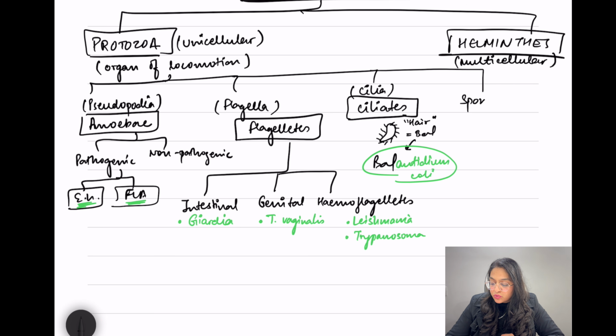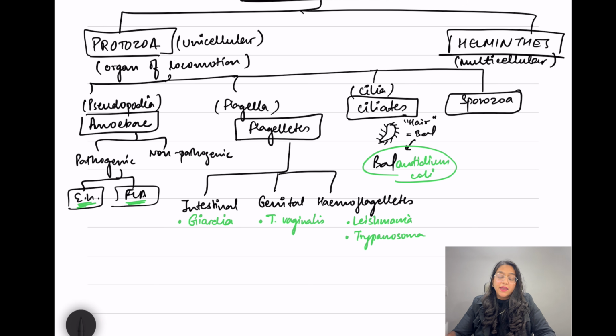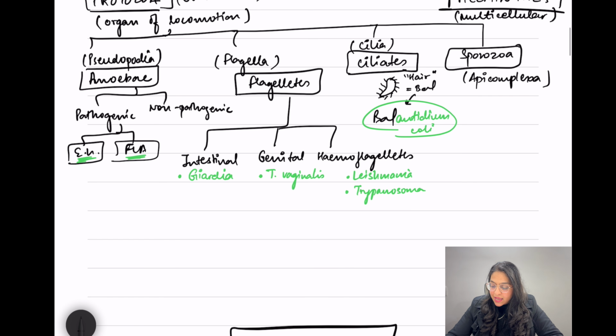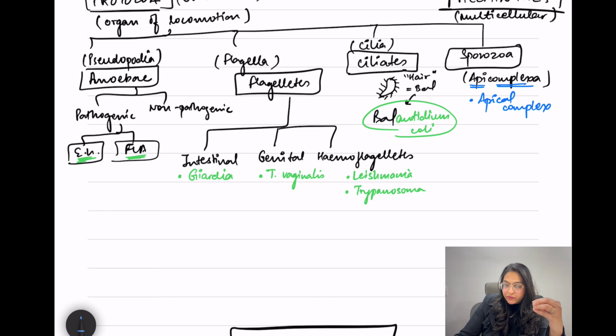Now, another group is Sporozoa. Sporozoa are the spore forming ones. They belong to the phylum Epicomplexa. For these epicomplexan parasites, I want you to focus on two terms here: Epi and complexa. They have an apical complex. All of them have an apical complex, a complex at the tip of the parasite which helps in invading the cells. And they have a complex life cycle.